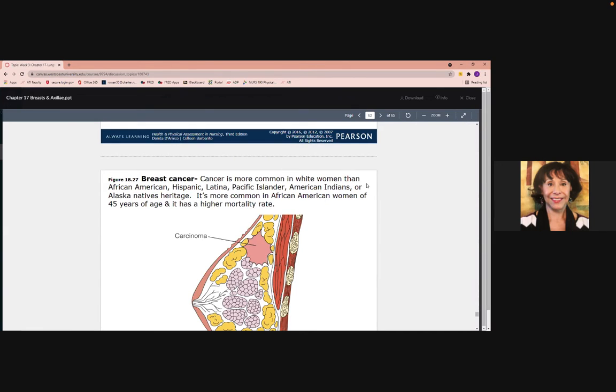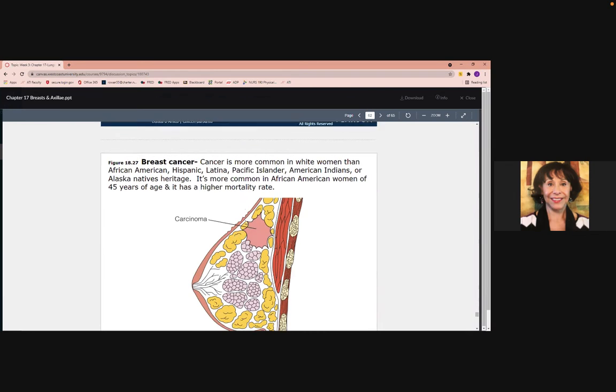Cancer is more common in white women. Know that African American, Hispanic, Latina, Pacific Islander, American Indian, or Alaska Native heritage matter too. It is more common in African American women at 45 years of age, and it has a higher mortality rate. So first establish that cancer is more common in white women than anybody else. However, if African American women get cancer, it's usually at the age of 45, which is very young, and they usually also have a higher mortality rate. So know the difference.